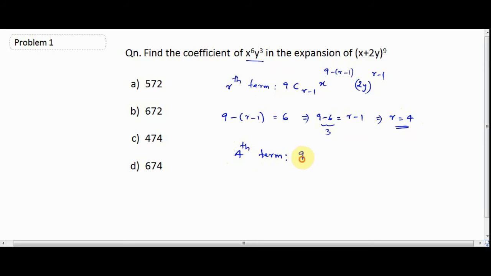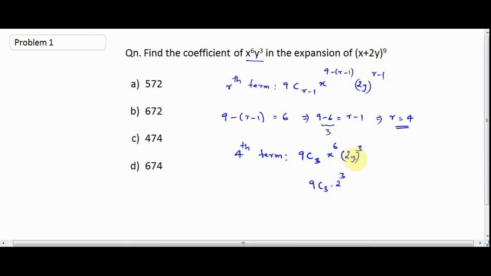The fourth term will be 9C(4 minus 1), that is 9C3, x raised to (9 minus (4 minus 1)). So that is 9 minus 3, that is 6, x raised to 6, (2y) raised to (4 minus 1), that is (2y) raised to 3. From this we may derive the coefficient of x raised to 6, y raised to 3. That coefficient will be 9C3 into 2 raised to 3.